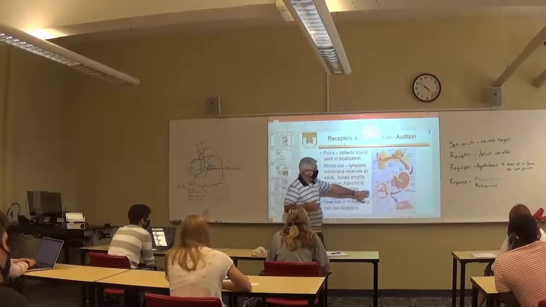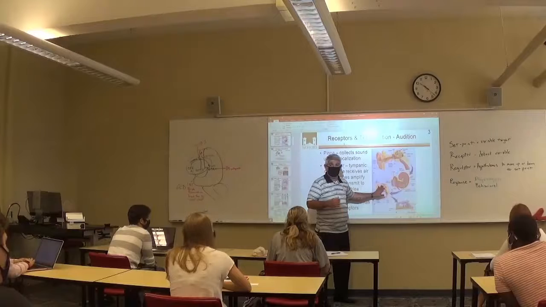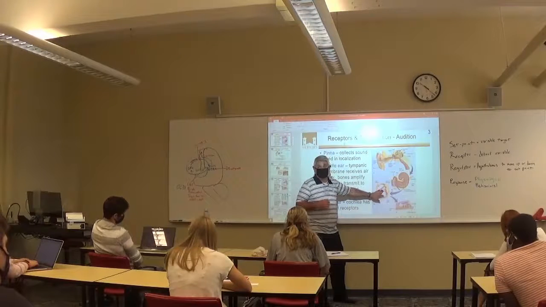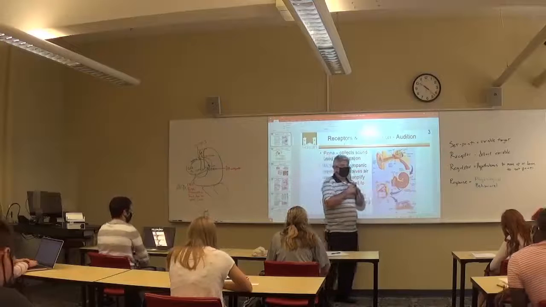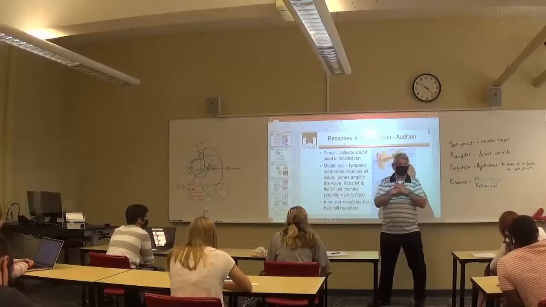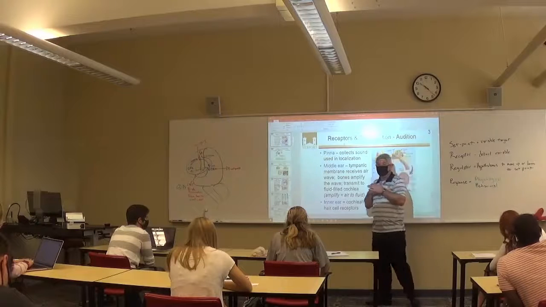And so once the fluid wave is going through the cochlea, it's going to get transduced there. And so the tectorial membrane is going to bounce on top of the basilar membrane at a particular place, depending on what frequency is present.